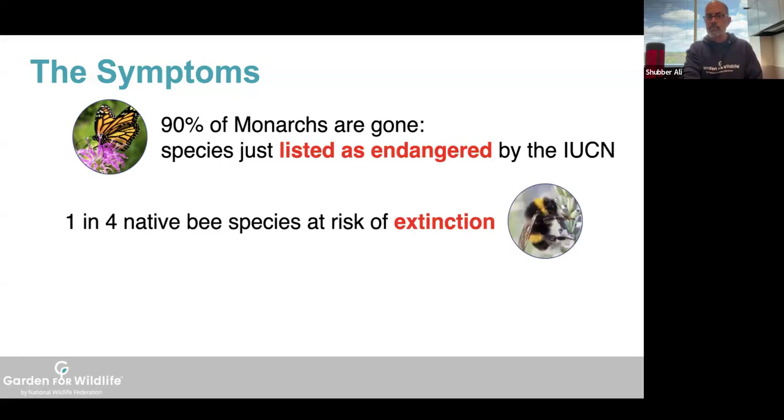It's actually 1 in 4 native bee species here in North America, and I believe there are about 400 different bee species in North America, that are at risk of extinction.